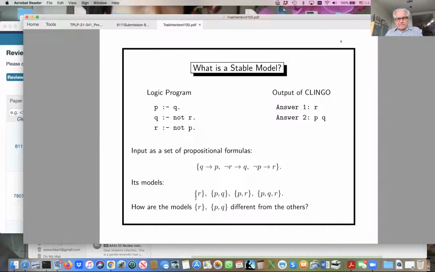So if you compare this set of models of our set of formulas with the set of answers produced by Clingo, with the set of stable models, you will see that what Clingo returns is the first 2 of these 4 models. And what the definition of a stable model is going to tell us is how these 2 are different from the others, in what sense they're stable.